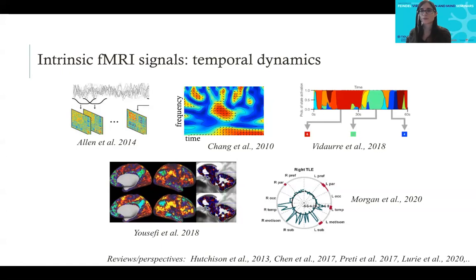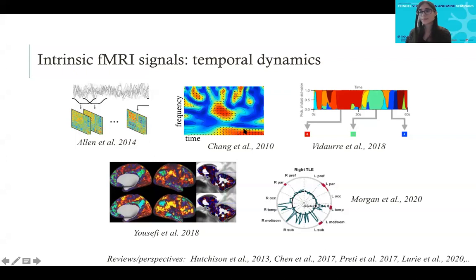Here we looked at the coherence between pairs of regions or networks using a time frequency analysis to try to visualize how areas are coupling and decoupling over time and also across different timescales. And we can compute different features on the outputs of these methods.